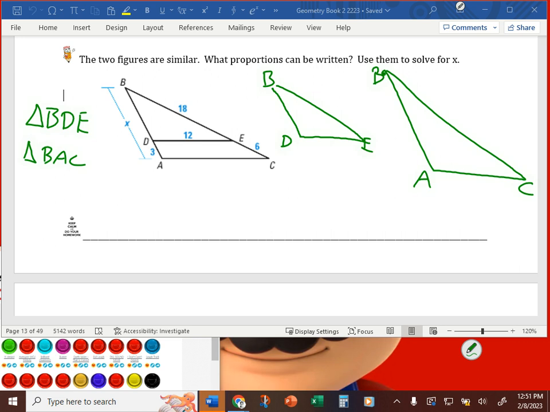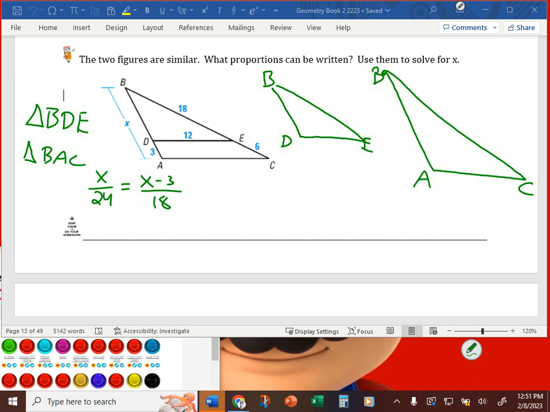Aiden, give me one. X over 24 is equal to x minus 3 over 18. That was a lot of things. Let me write that down. X over 24 is equal to x minus 3 over 18. Let's take a look at this here. Where do you get the X from? What side is X? BA.